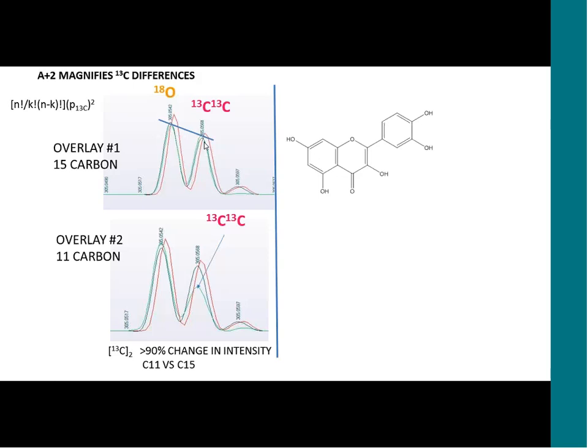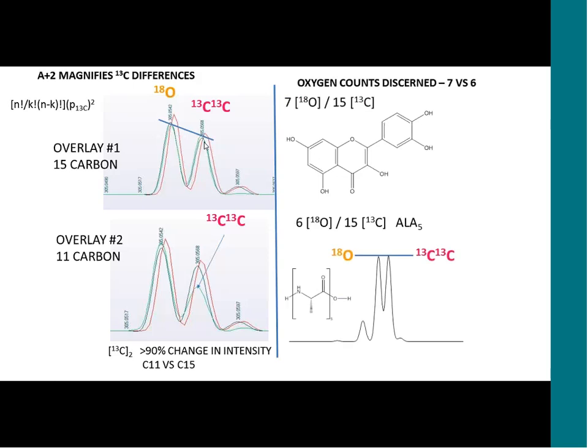Something else that was kind of serendipity here, we're going to go back to the alanine pentapeptide. And I want to talk about counting oxygen atoms. Just by pure luck, it happened that alanine pentapeptide also had 15 carbons, but it only had 6 oxygens, and at the A+2 position, they show up as O18, okay?